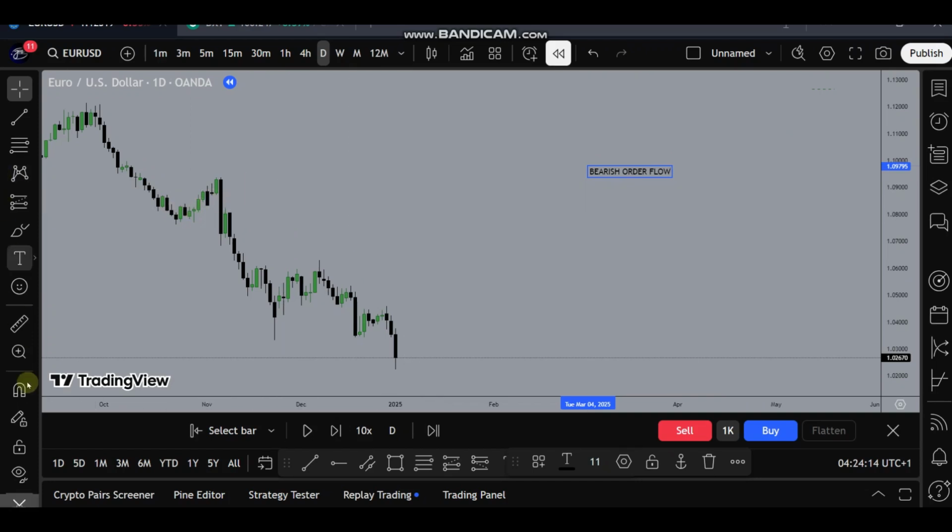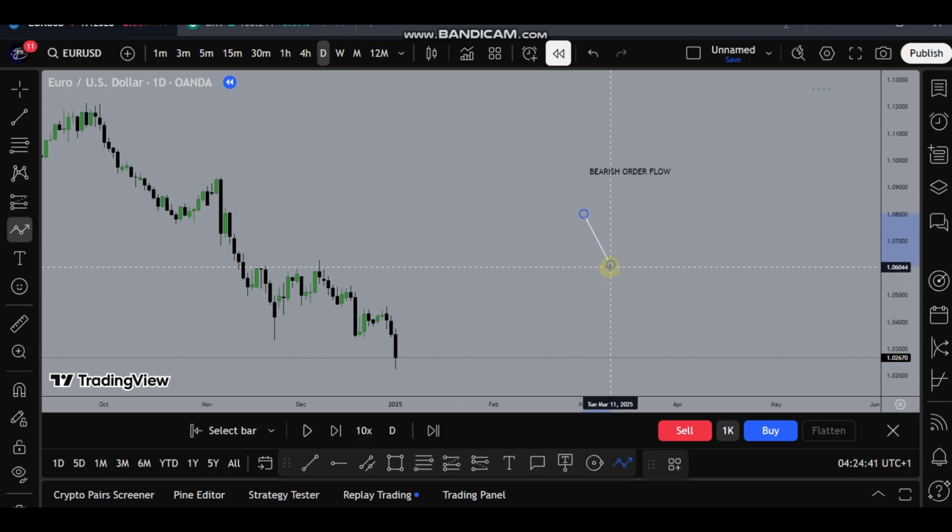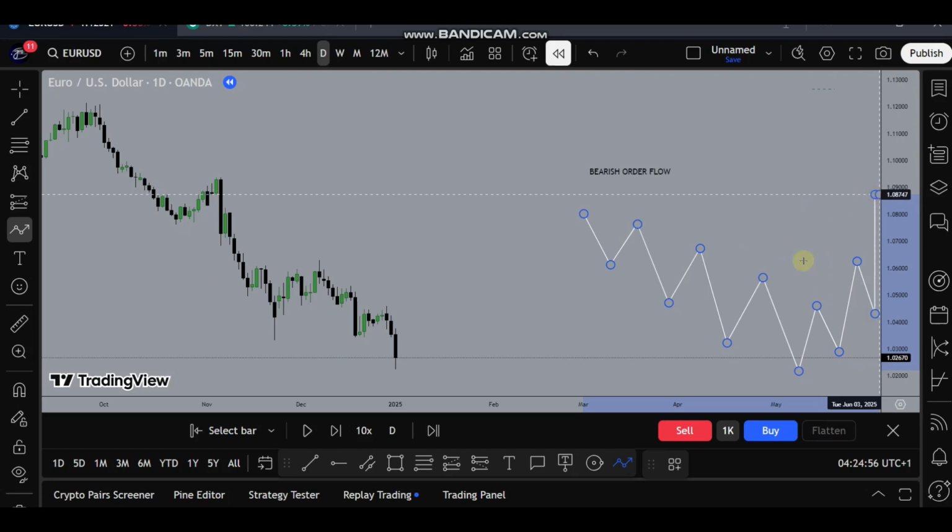So now, what is bearish order flow? Bearish order flow is when price is seeking liquidity to the downside. When price is looking for liquidity to the bearish side of the market, that means price has created a bearish order flow. And bearish order flow looks like this. When price makes a lower high, it makes a lower low, makes a lower high, makes a lower low, then something like this is now a shift in trend.